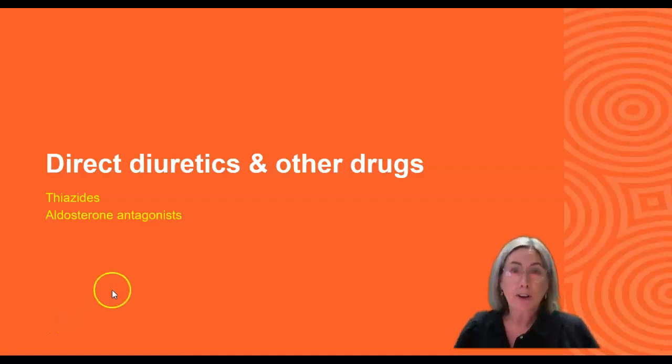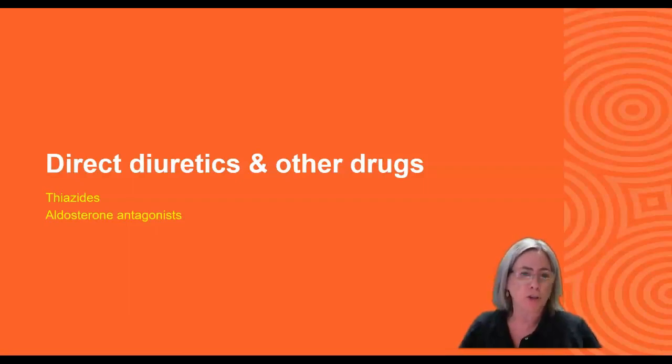Hi everybody, this is the final recording for this topic. We're going to learn about all of the other direct diuretics and finish up then with a couple of other relevant drugs to the urinary system. So I'll really be talking about thiazides and also aldosterone antagonists.